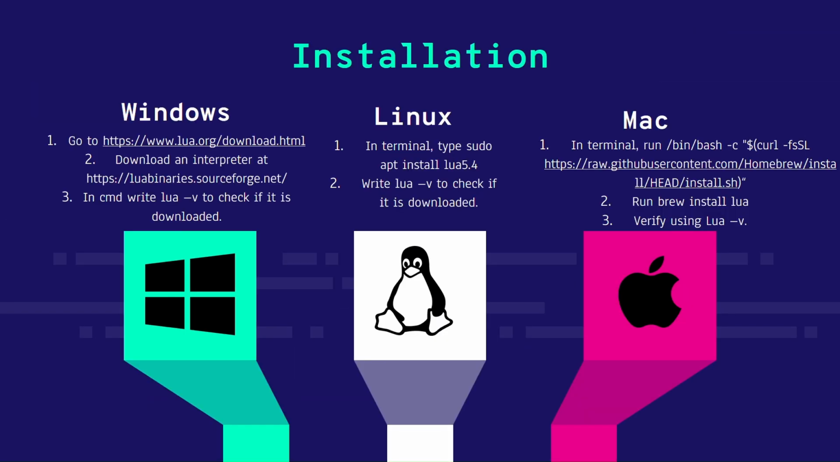Let's see how to install it. For Windows, just follow the link, then download an interpreter, also at the link shown, and then go to the command prompt and write lua -v to check the version. If you see a version, it means that the download was successful. For Linux, it's even simpler. Just open the terminal and write the sudo command shown in front of you. Then check for the version, like Windows. If you see a version, then it's been successful. Same with Mac.